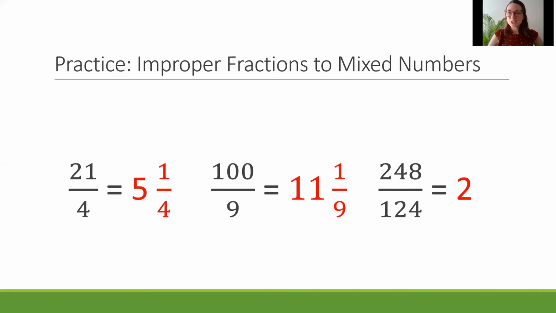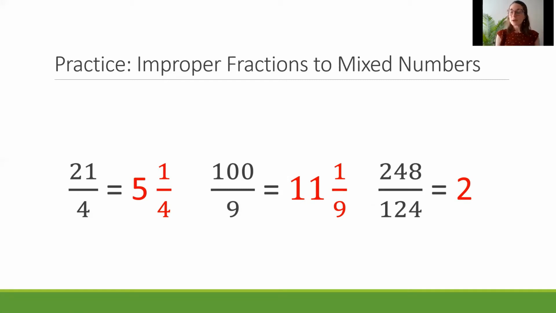Here are the answers to the questions we just looked at. So 21/4, we have to ask how many times does 4 go into 21? Well, it goes in 5 whole times, but that only gets us to 20. So we still have 1 left over to get to 21. So 5, whole number, and 1/4 is our final answer. How about 100/9? Well, how many times does 9 go into 100? It goes in a total of 11 times, but that only gets us to 99. So we still have 1 left over. So we'll put that as our numerator and keep 9 as the denominator, 11 1/9.